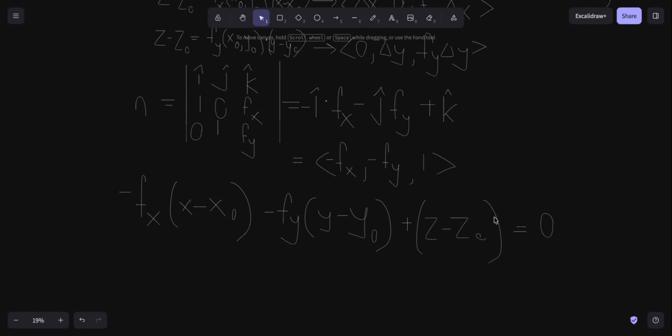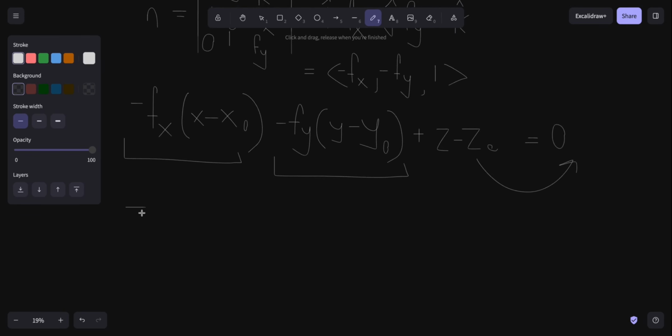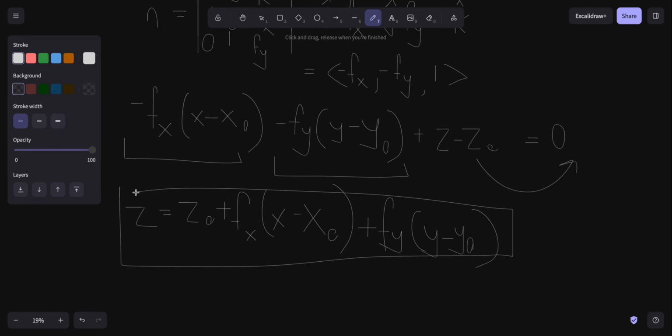All right. Now, if I move z0 and this portion onto the other side, I'm going to get that z is equal to z0 plus f sub x times x minus x0 plus f sub y times y minus y0. And that's going to be the equation of our tangent plane.